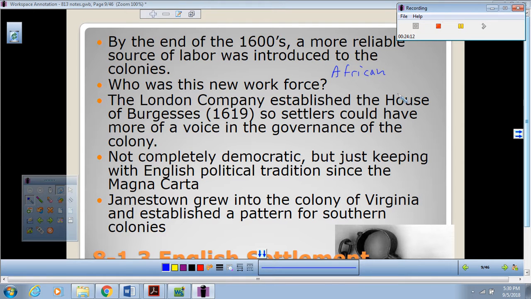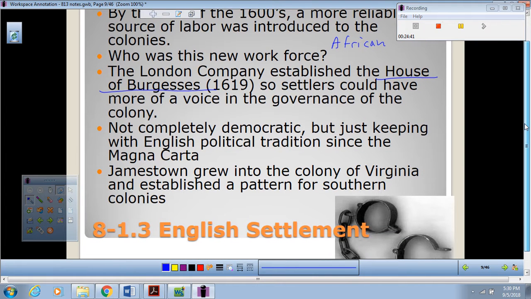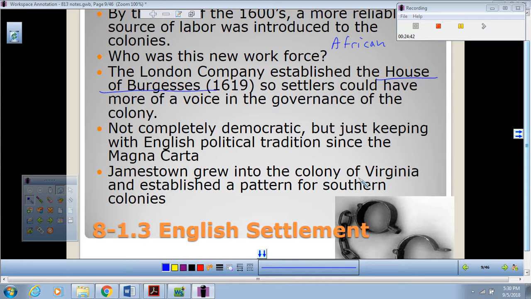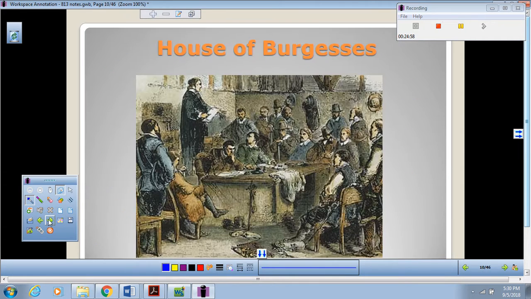Now, the London Company once again established the House of Burgesses so the settlers could have a voice in the governance of the colony. It was not completely democratic, but was keeping with the English political tradition since the Magna Carta, and was somewhat representative of Parliament in England. Jamestown grew into the colony of Virginia and established the pattern for the southern colonies, or profit-making colonies.